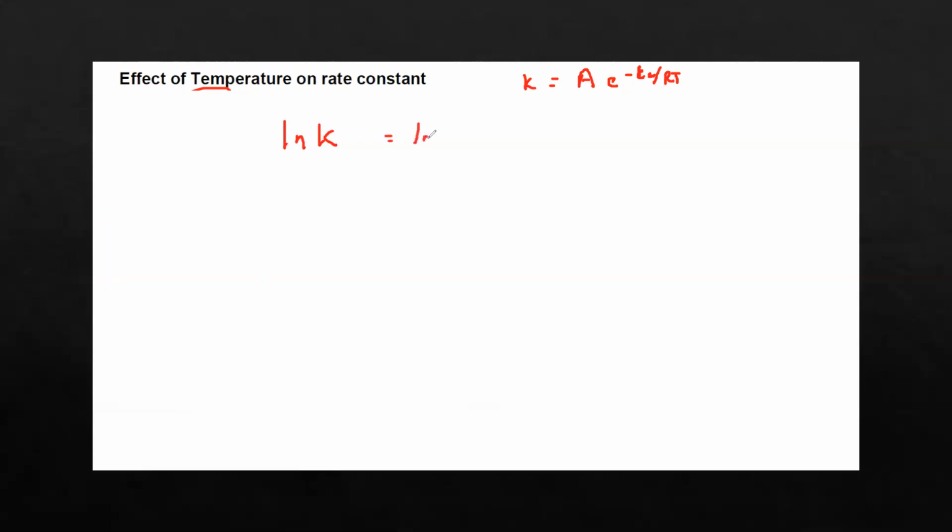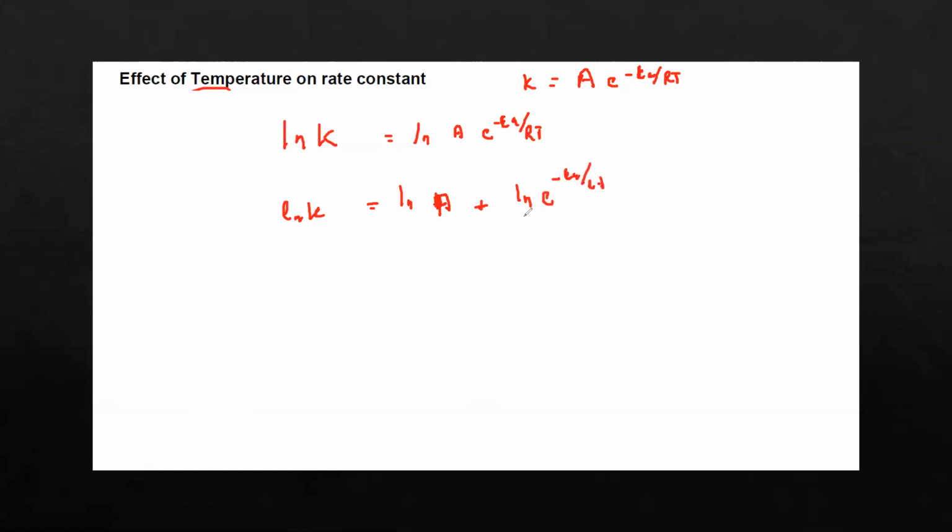So this will be ln A e to the power minus Ea over RT. Ea is the activation energy for the reaction. When you take ln, this will become ln k equals ln A... whenever two quantities are multiplied in a logarithm, we write them as an addition. So it is ln A plus ln e to the power minus Ea over RT.